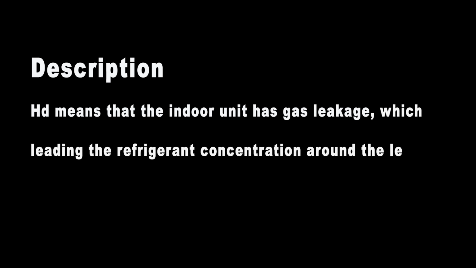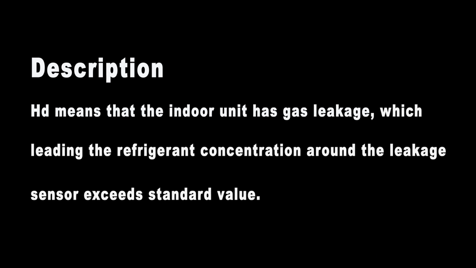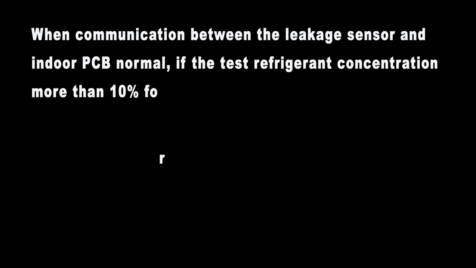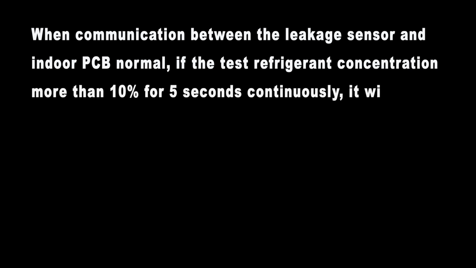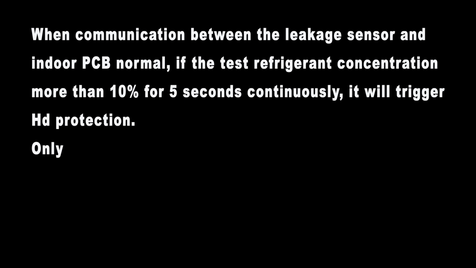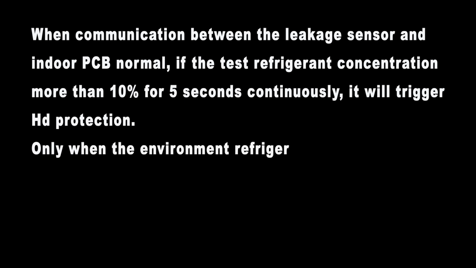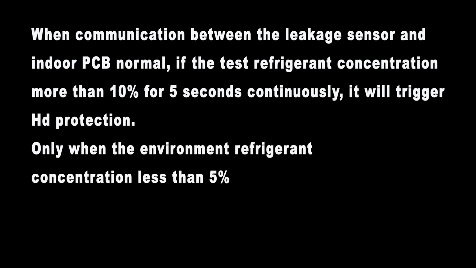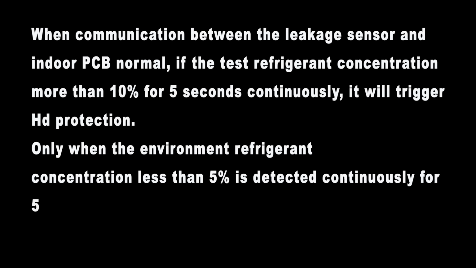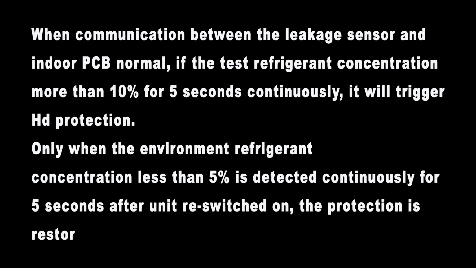HD means that the indoor unit has gas leakage, which leads to the refrigerant concentration around the leakage sensor exceeding the standard value. When communication between the leakage sensor and indoor PCB is normal, if the tested refrigerant concentration is more than 10% for 5 seconds continuously, it will trigger HD protection. Only when the environment refrigerant concentration less than 5% is detected continuously for 5 seconds after the unit is re-switched on, the protection is restored.